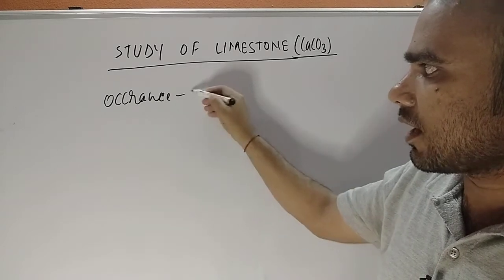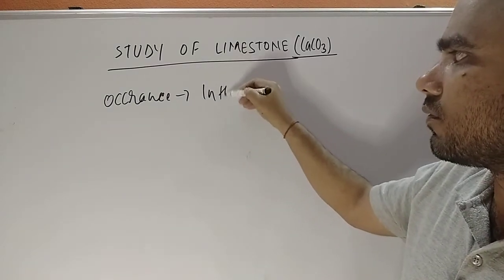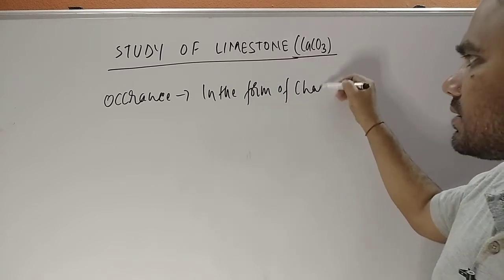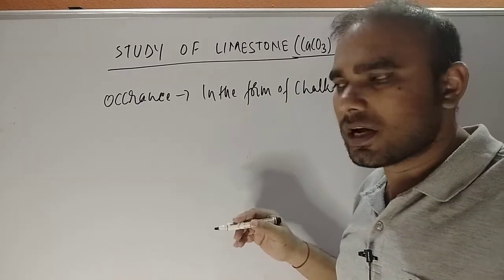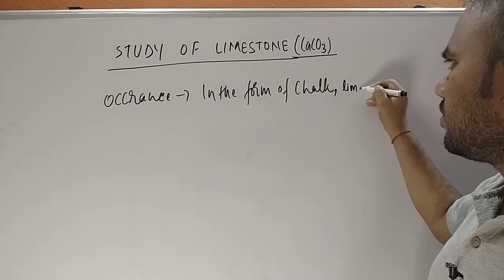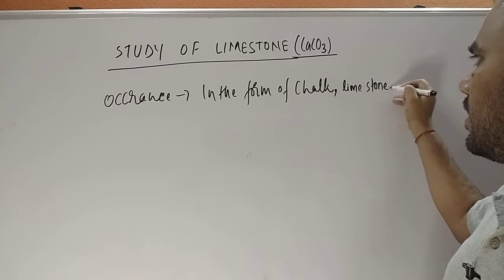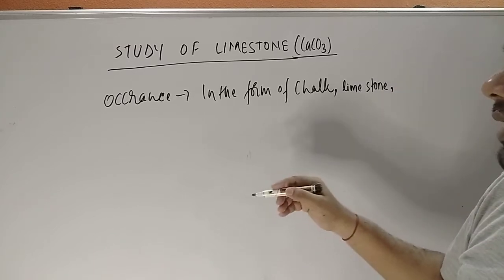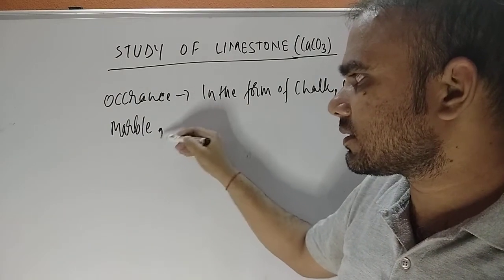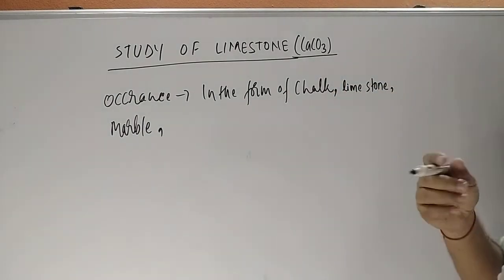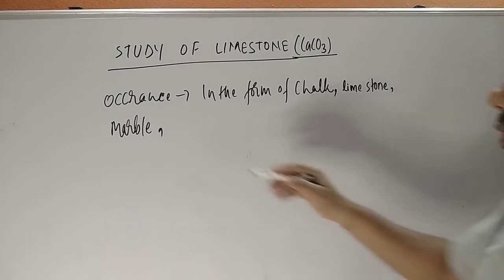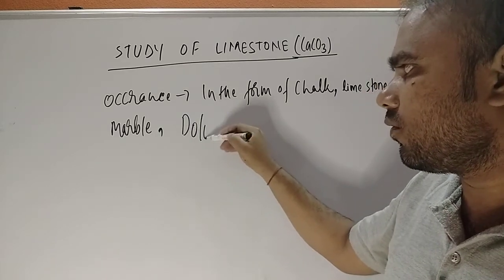Dear students, it occurs in the form of chalk. It is also found in the form of limestone, and also in the form of marble. Another form is the dolomite ore.